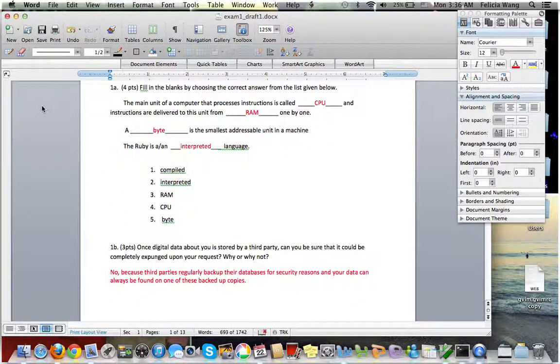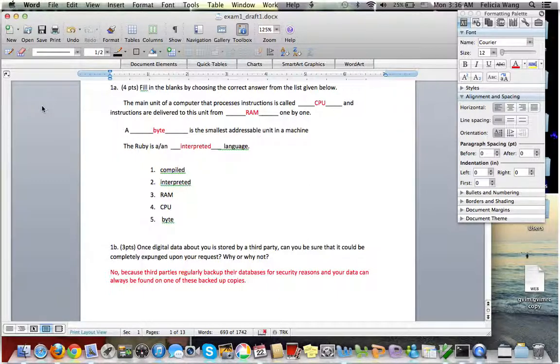Okay, so starting with 1A, this was the fill in the blanks portion of the test. Basically, you had a bunch of options, and then you had to fill in the blank according to what the sentence said that made the most sense. Okay, so the first one is the main unit of a computer that processes instructions is called the CPU. CPU stands for Central Processing Unit, so if you just remember that acronym, that should be pretty self-explanatory.